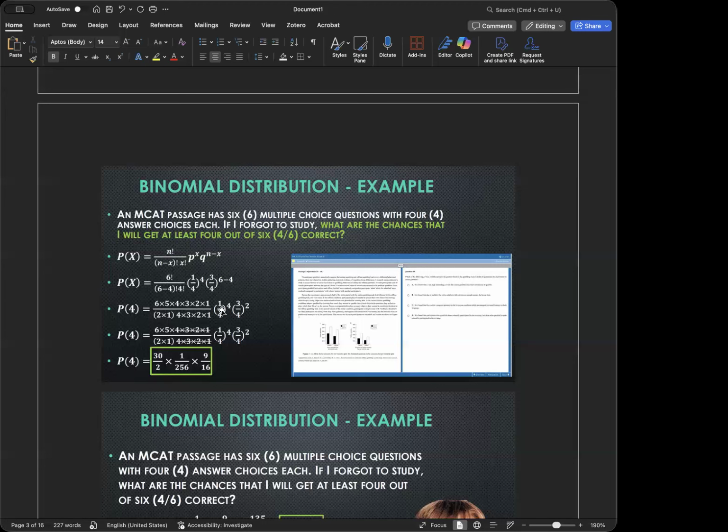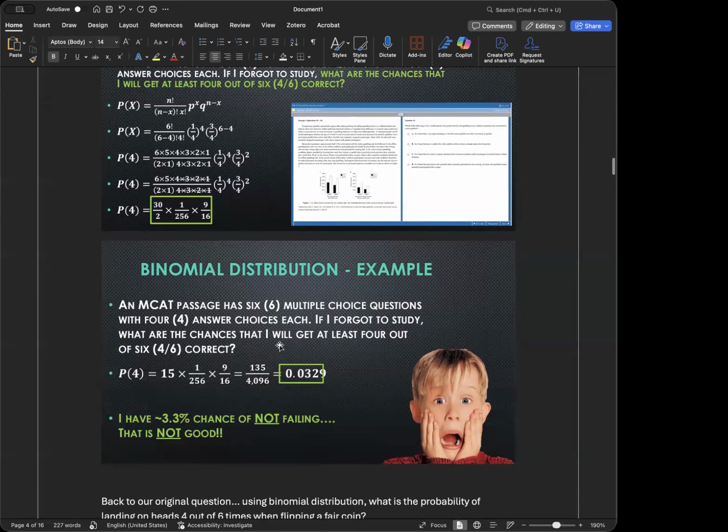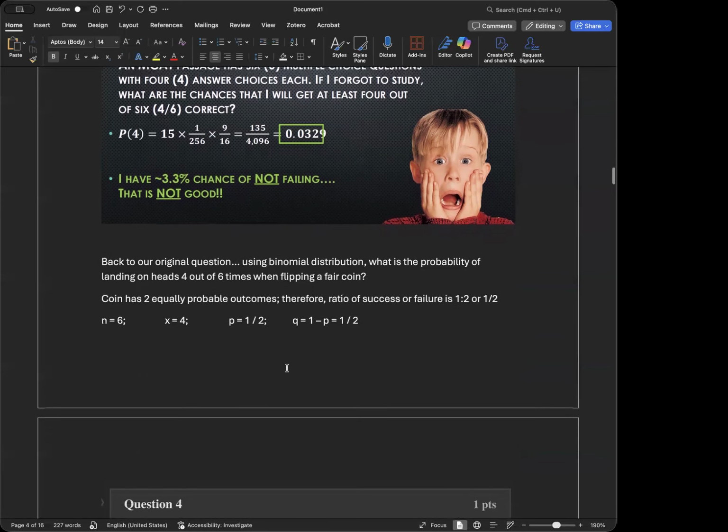So that's why the question right, 1 in 4, is to the fourth, and the question wrong, 3 in 4, is to the second, because I'm doing six total. So 4 + 2 is equal to 6, right? And so the math all comes out. Anyway, just to wrap this up, it's a really low chance of not failing the MCAT if you don't study.